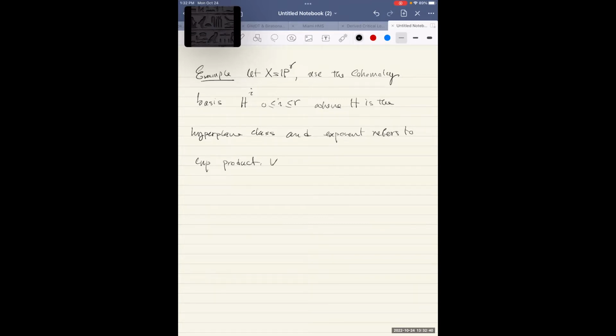Okay, so here's what we claim. We claim that H^i quantum product with H^j is either H^(i+j) if i+j is less than R, or it is Q times H^(i+j-R-1) if i+j is bigger than R+1.